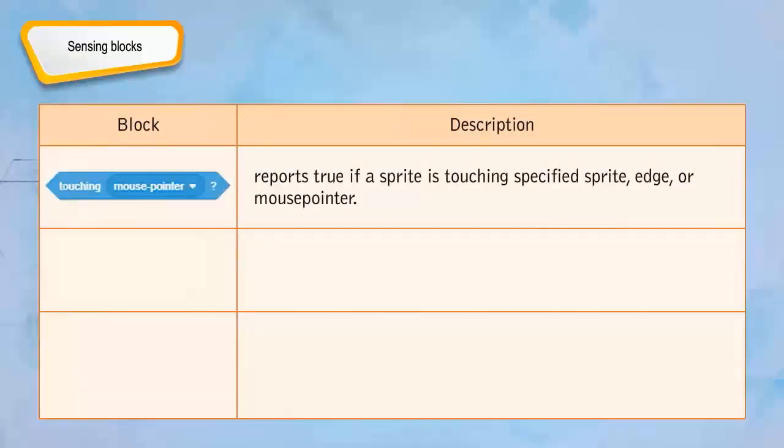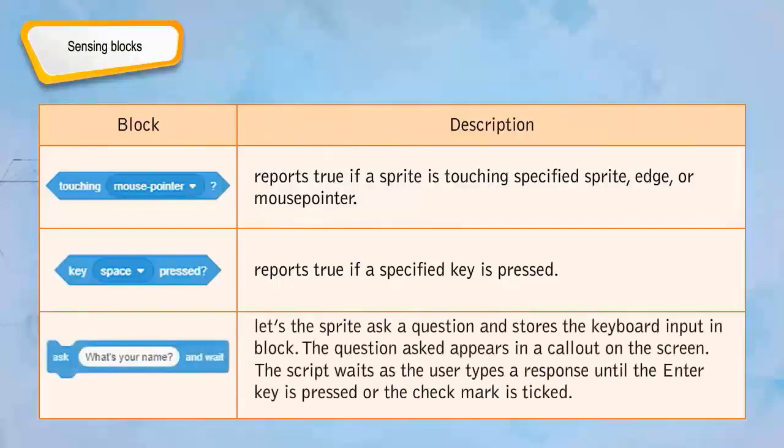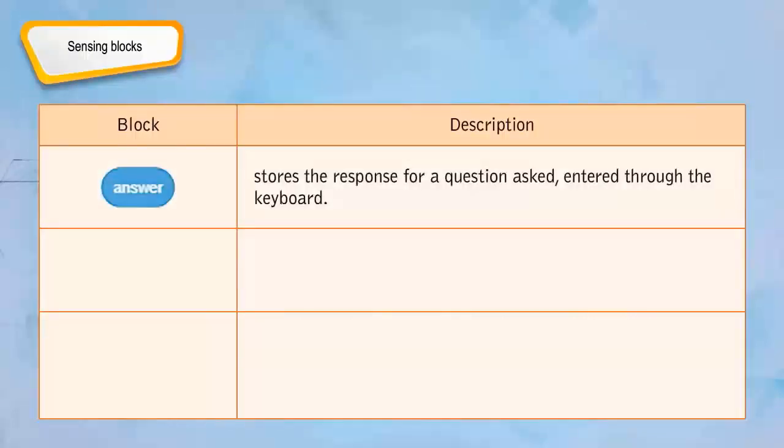Block description. Reports true if a sprite is touching a specified sprite, edge or mouse pointer. Reports true if a specified key is pressed. Lets the sprite ask a question and stores the keyboard input in the answer block. The question asked appears in a call-out on the screen. The script waits as the user types a response until the enter key is pressed or the check mark is ticked. Stores the response for a question asked, entered through the keyboard.